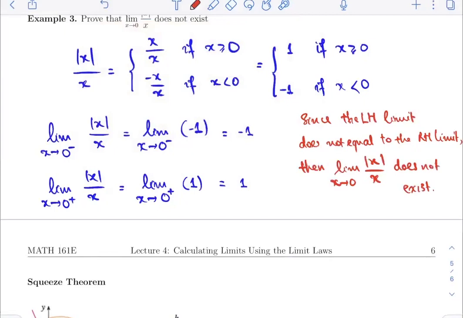So in addition to the basic limit laws that we learn in the existence of limits, there's another theorem that we want to look at. It's a very common approach in finding the limit of certain functions. It's called the squeeze theorem.